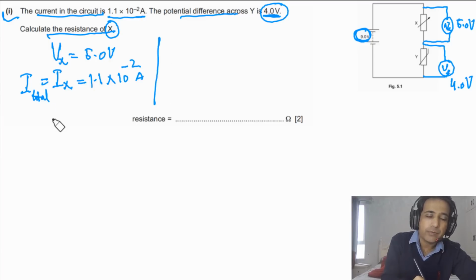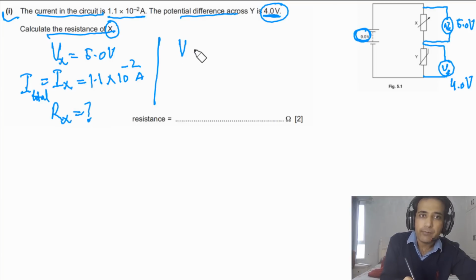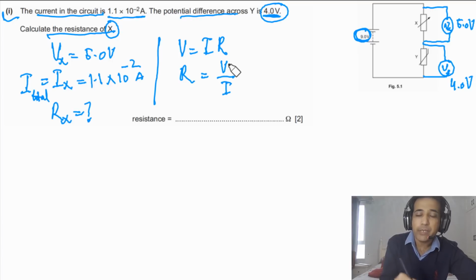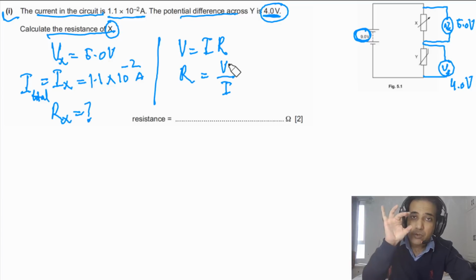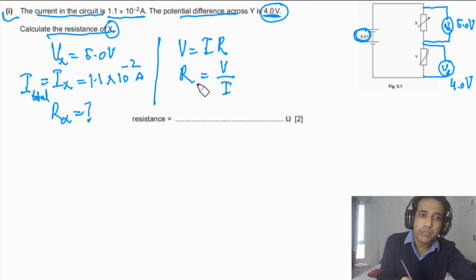Now we need to find out the value of resistance Rx. So for Rx, simply you have to use Ohm's law, V is equal to I times R. So in this case R will be equal to V divided by I, where V is the potential difference across that component and I is the current passing through that component, and the component in this case is X. So this is Rx, this is PD across X, this is current passing through X. Now simply we can plug in values.